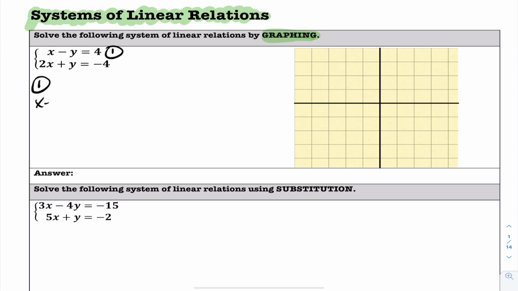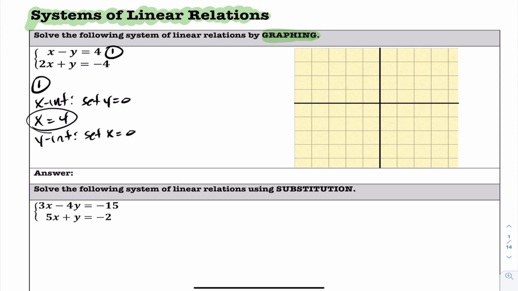So if I want to find my x-intercept, we're going to set y equal to 0. And setting y equal to 0 here, we get x equals 4. Next, to find my y-intercept, I'm going to go ahead and set x equal to 0, in which case we get 0 minus y is 4, negative y is 4, so y equals negative 4.